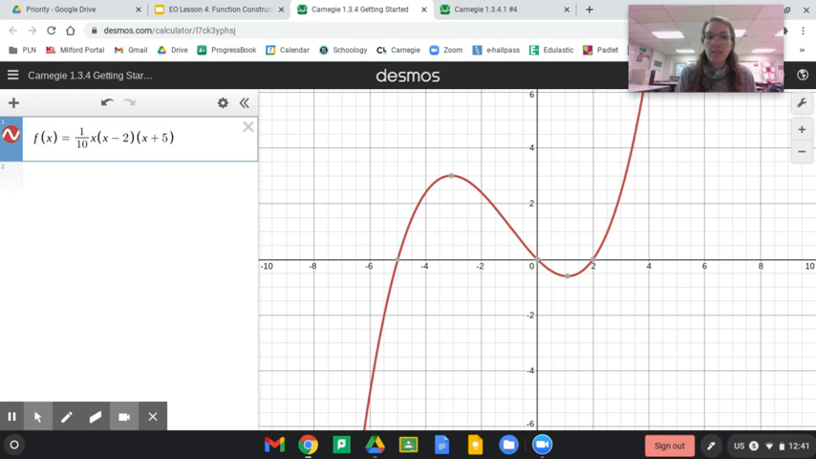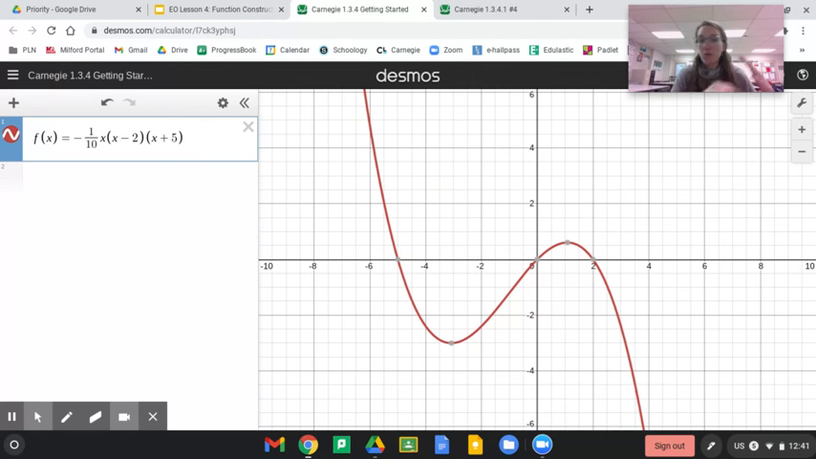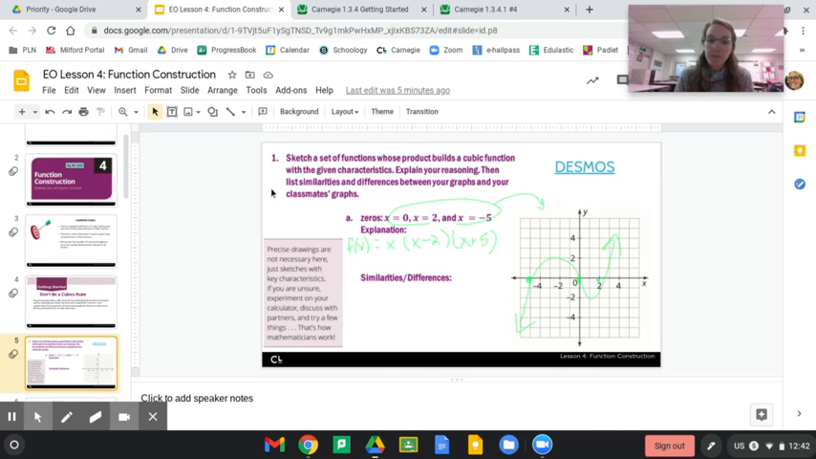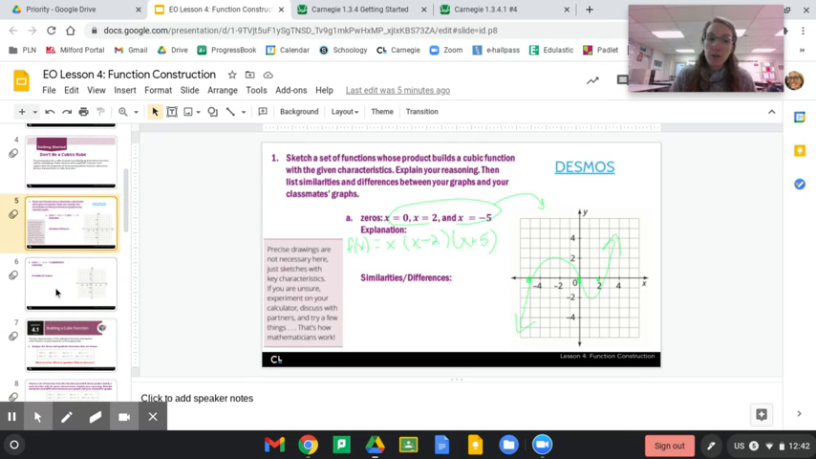What if I did 1/10? That got way shorter. Notice, still the same zeros. I could put a negative in front of that one. Flipped. Still the same 3 zeros. So that's just the idea that the a value can change, so the end behavior can change, how skinny it is, the stretch or compression can change, as long as you have those factors in there. That's what creates the graph. So, a reminder that the factor gives you the 0.